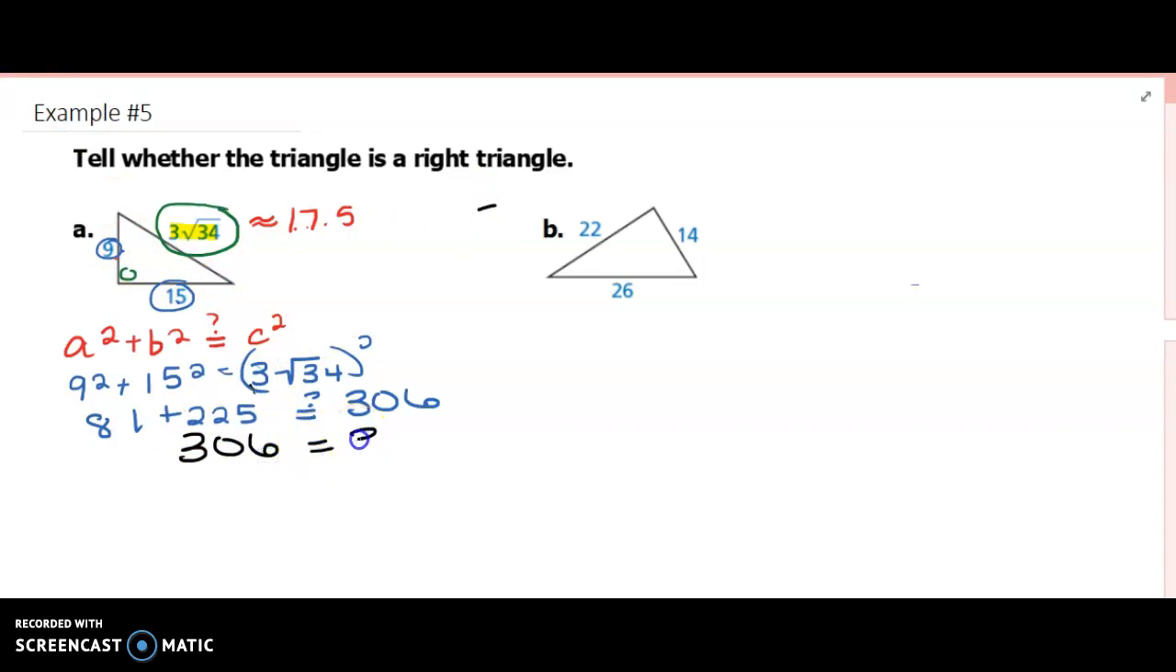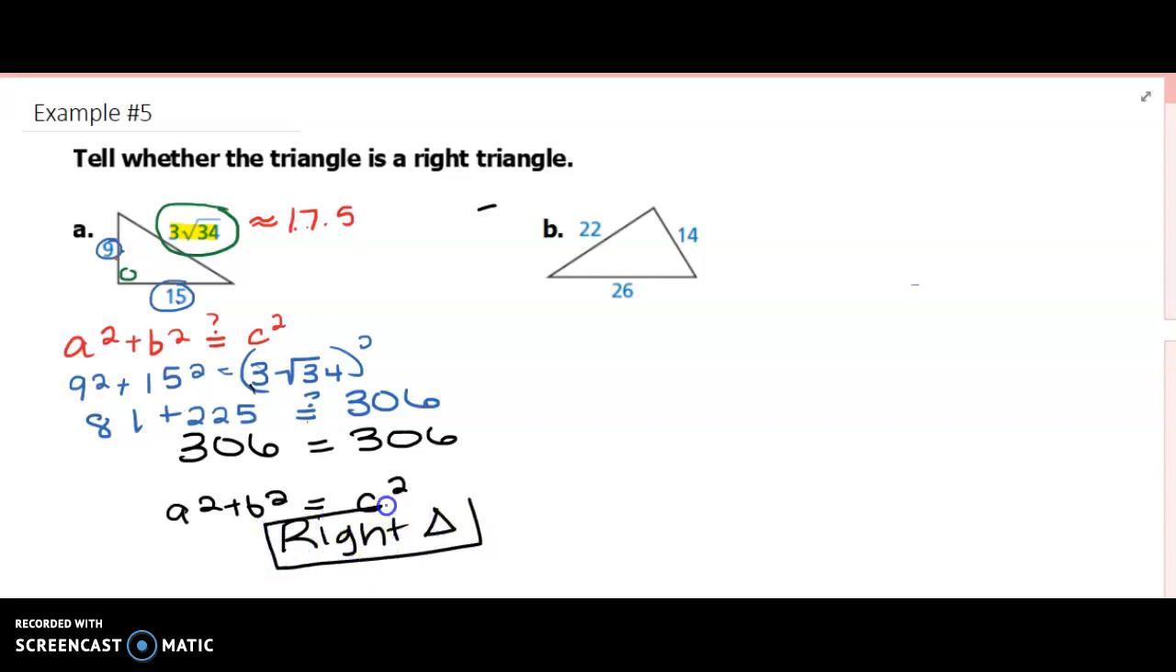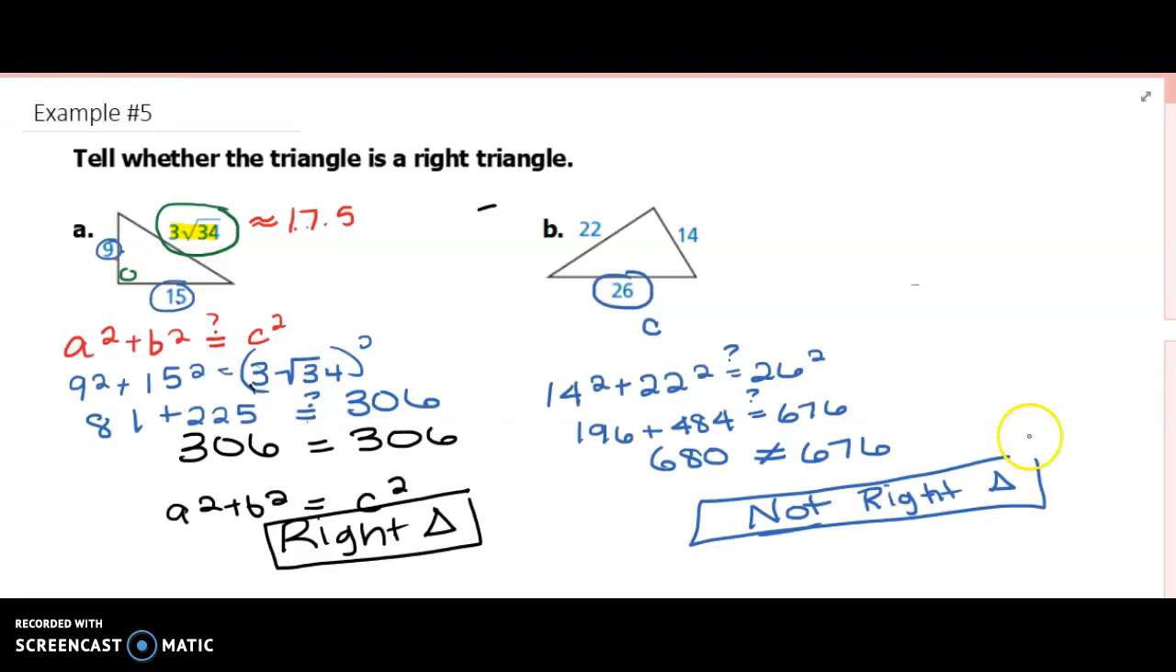So 306 equals 306. So in other words, a squared plus b squared does in fact equal c squared, and therefore this is a right triangle. Now I want you to go ahead and do B on your own, and then we'll go over it.